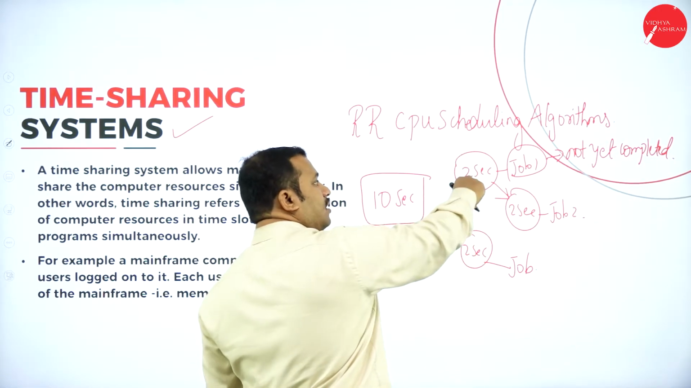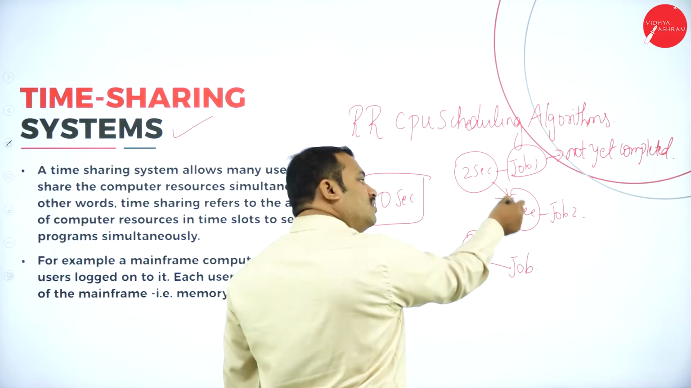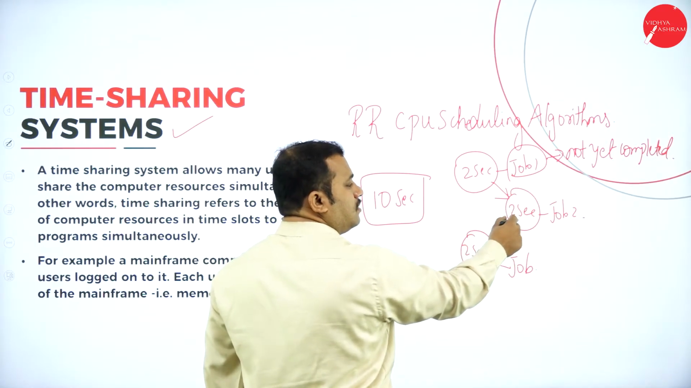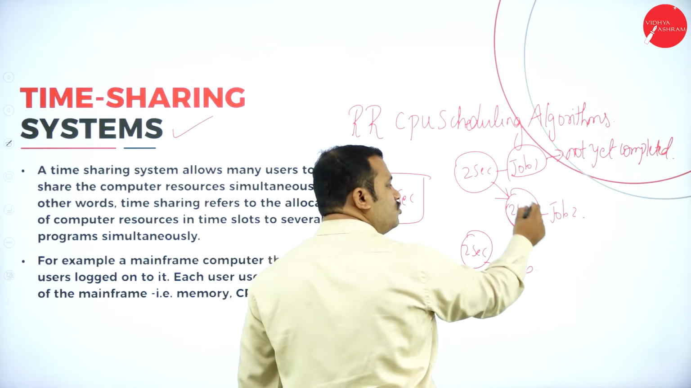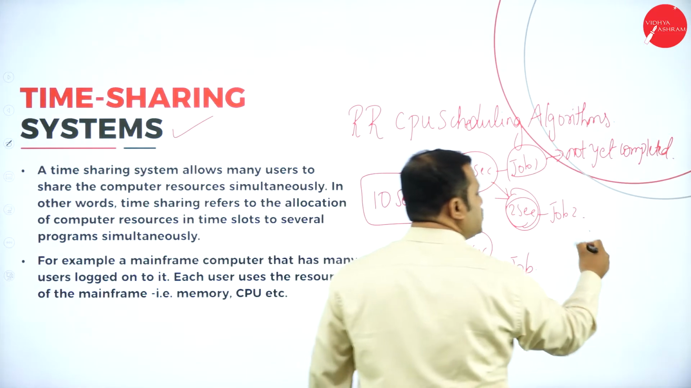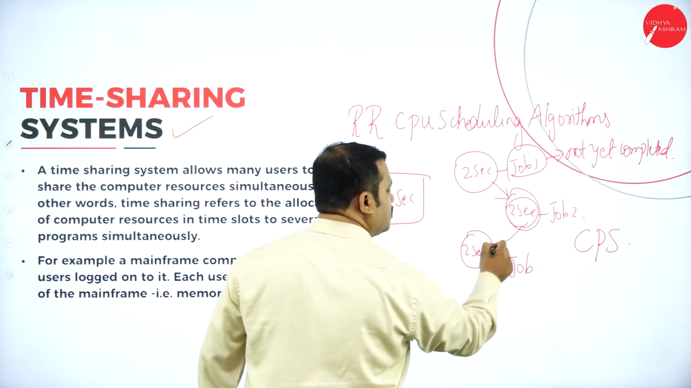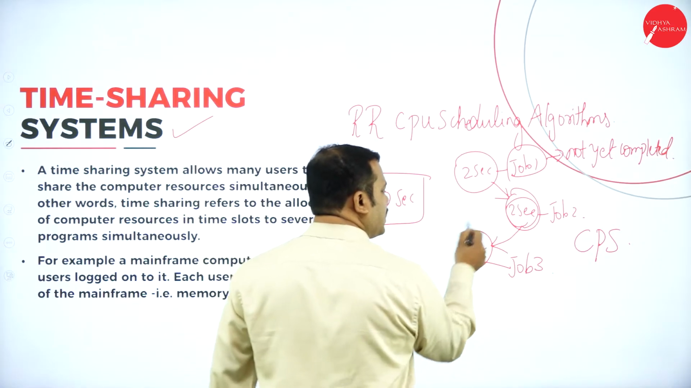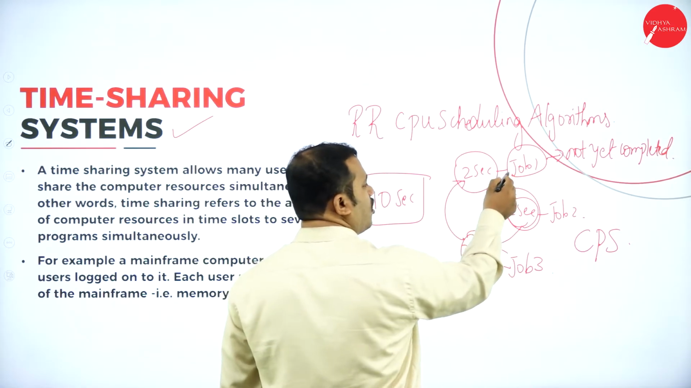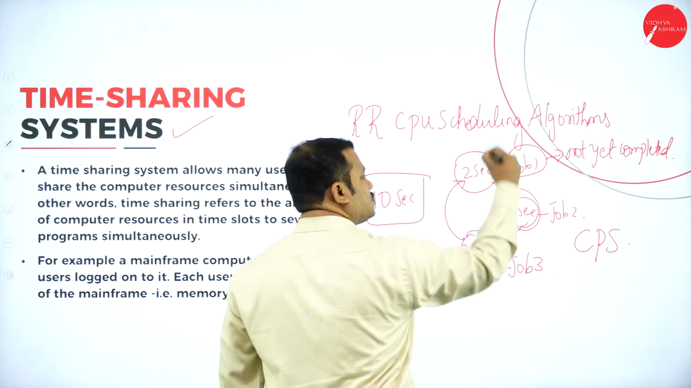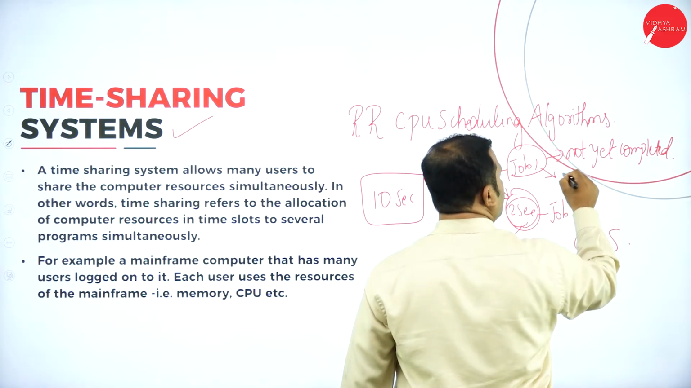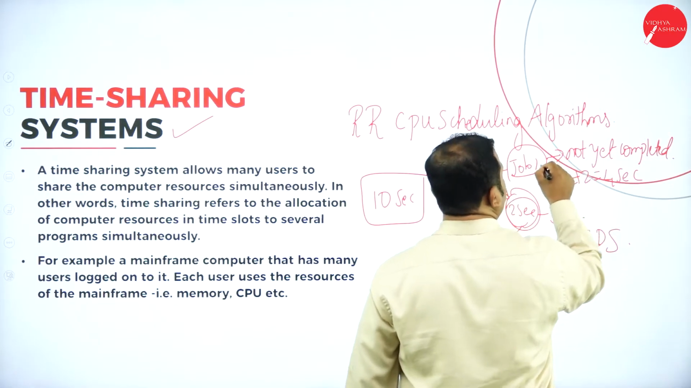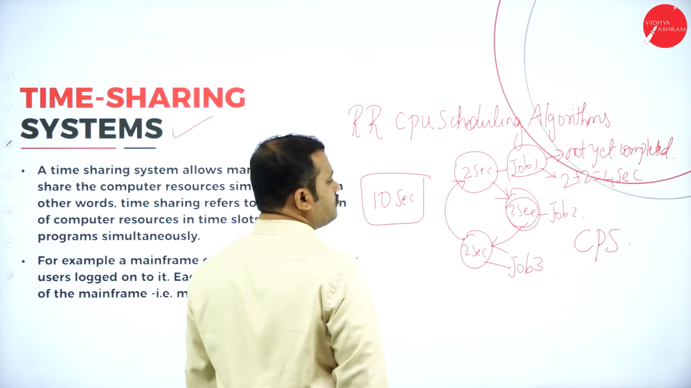However, we will leave the time for the next job, that is job 2, for 2 seconds. Again, after 2 seconds, we will give the time, that is CPU cycles, to the third job, that is job 3. Once the 2 seconds are over, we come back to the first job and job 1 is executed for 2 more seconds. 2 plus 2 is equal to 4 seconds, which may be sufficient to complete job 1, then this completes.